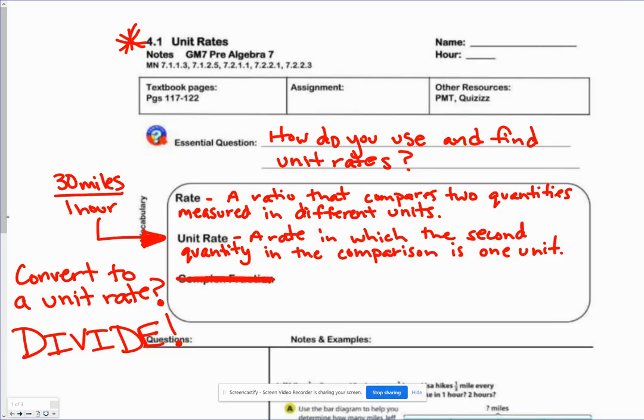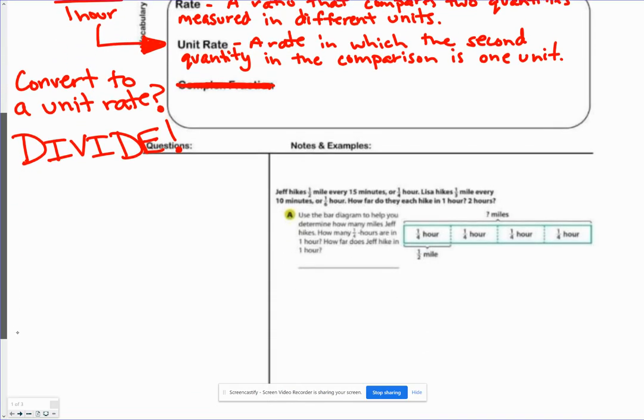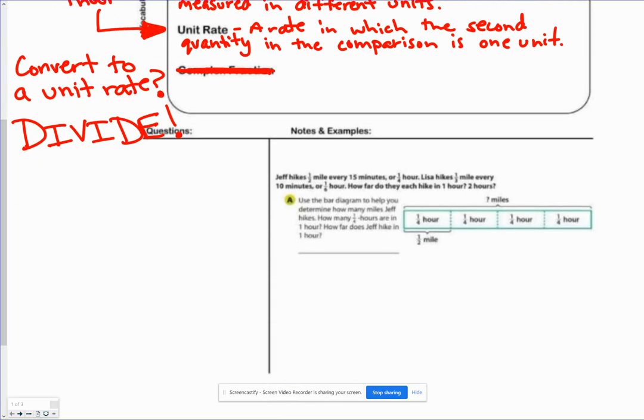All right. So let's go try our first problem. Jeff hikes a half of a mile every 15 minutes, or a quarter of an hour. Those are the same thing. 15 minutes is a quarter of an hour. Lisa hikes 1/3 of a mile every 10 minutes, or 1/6 of an hour. So 1/6 means the same as 10 minutes, because there's 6 tens in an hour.